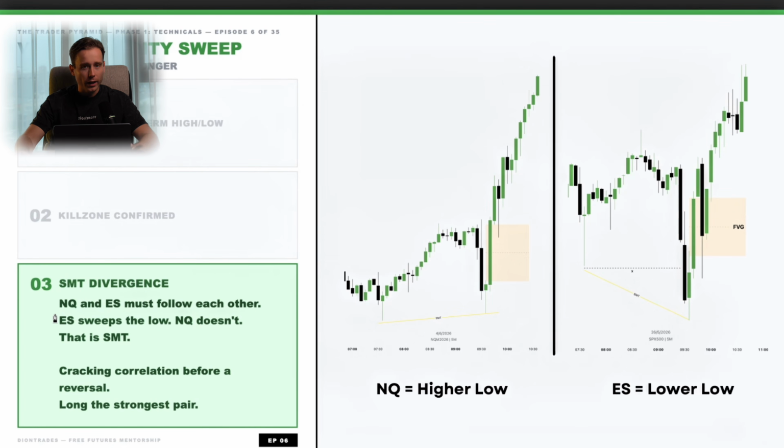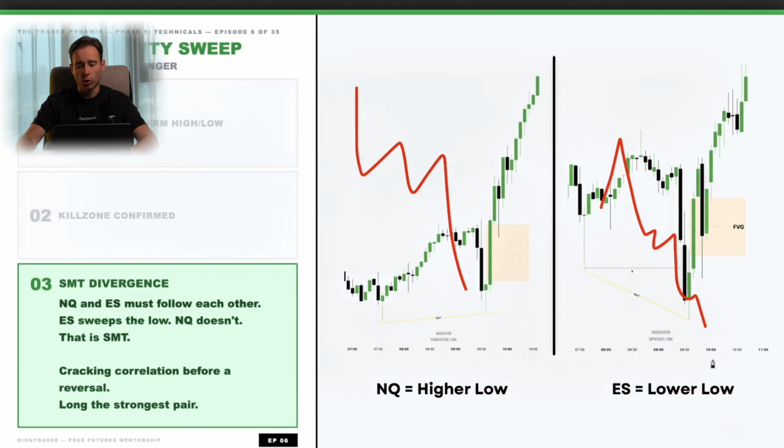If you have two correlated pairs, in our example, NASDAQ and ES, same with gold and silver, euro dollar and GBP US dollar, they must follow each other. So if NASDAQ goes higher, ES should go higher. When NASDAQ goes lower, ES should go lower. But what if they don't and they change their correlation?